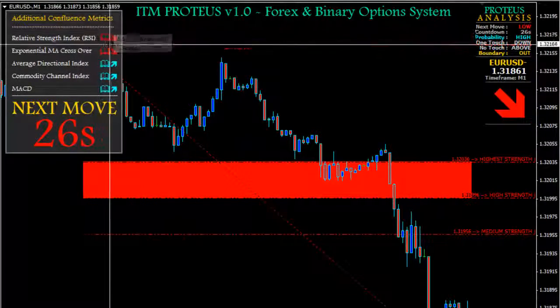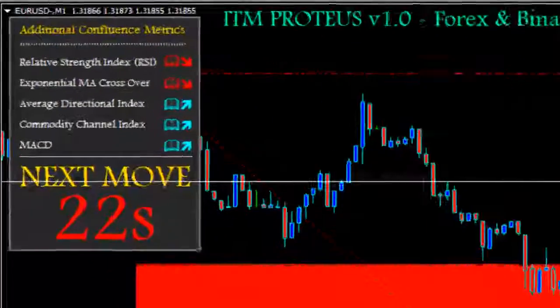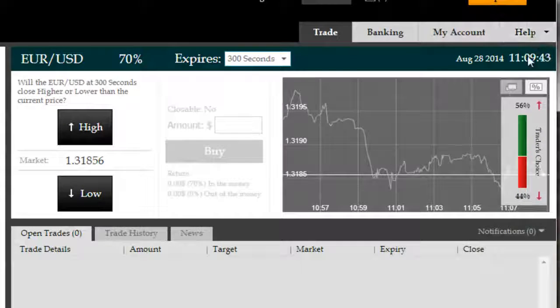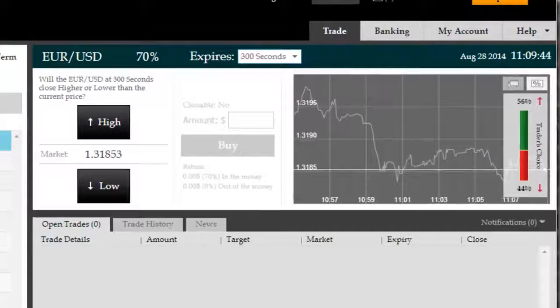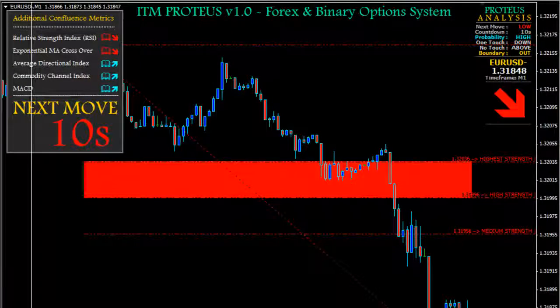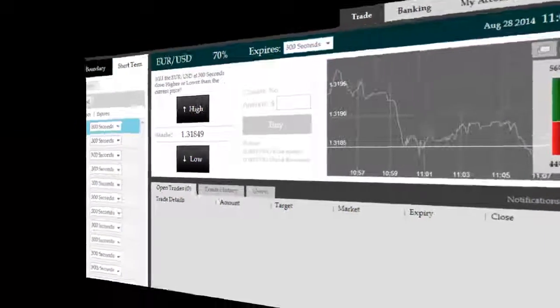Right now, we have a high probability short trade pointed out by Proteus, but the additional confluence metrics on the left-hand side once again are not supporting that decision. Since 3 of the 5 additional confluence metrics are blue facing long, but Proteus is of the opinion that we are going short, we will not be taking this trade as it would be aggressive.